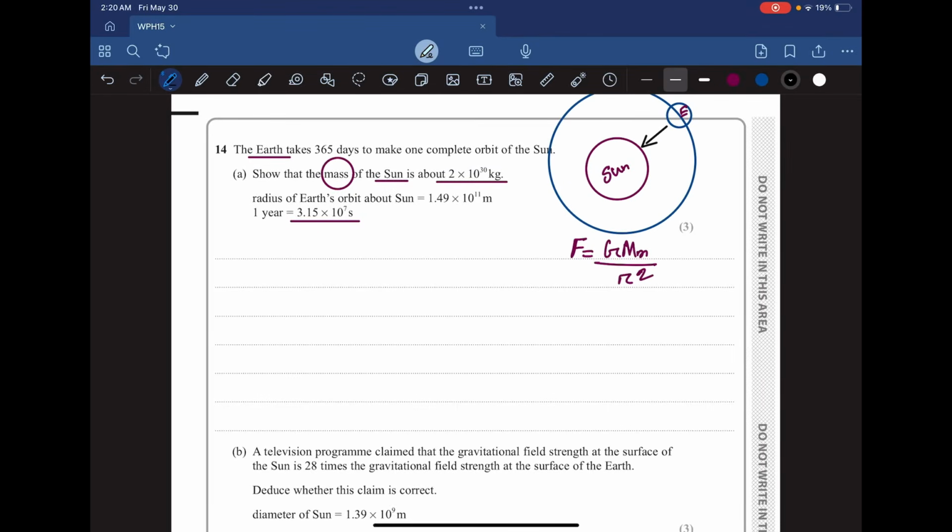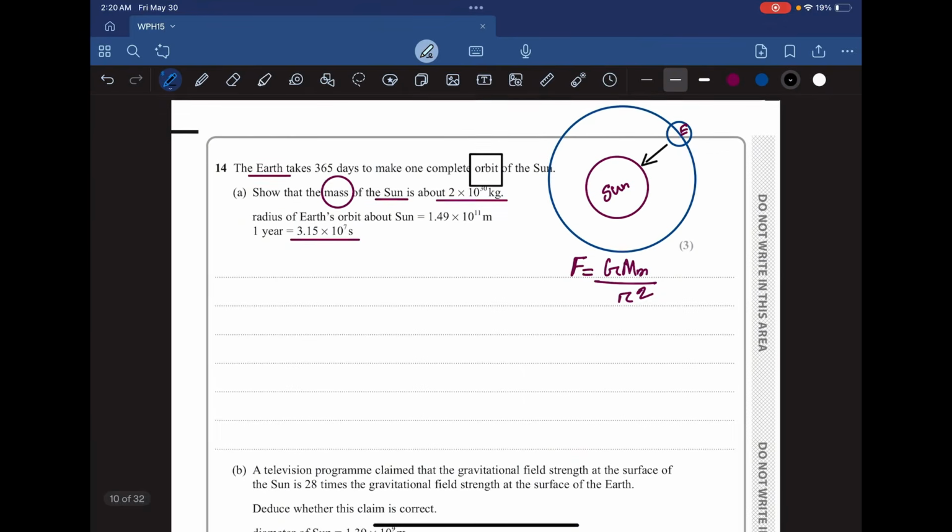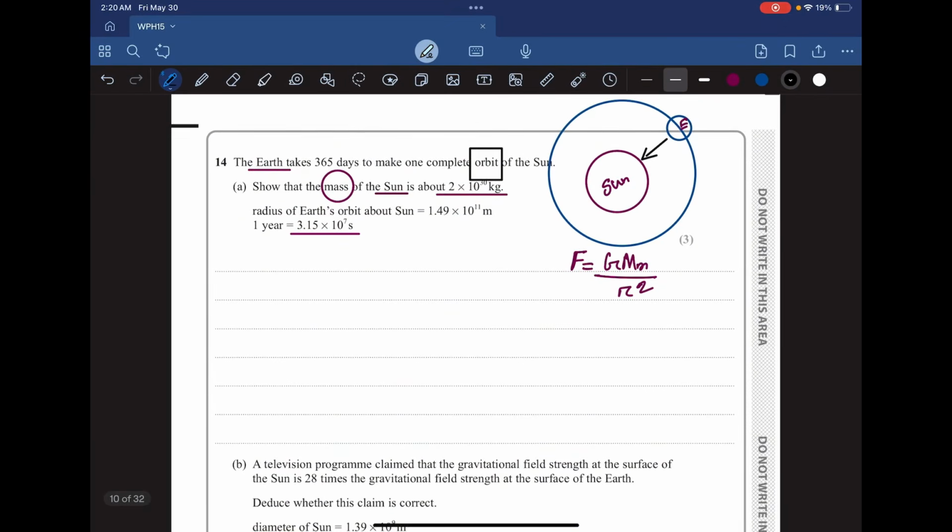It is exerting a force in this direction, and we know as the Earth is orbiting the Sun, it is moving in a circular motion, right? And there must be a centripetal force acting on it, and that centripetal force is exerted by the Sun on the Earth in the form of the gravitational force. So we know the formula of centripetal force.